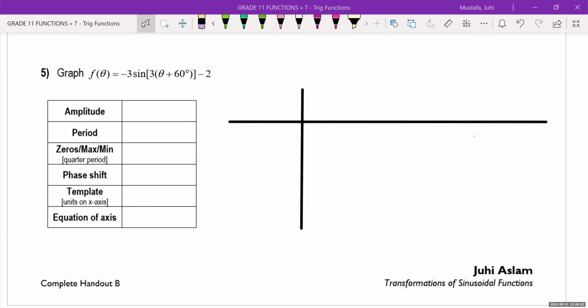All right, you guys, last example for today, question number 5. In this example, we actually have a little bit of everything for the first time. So if you take a look, we have a negative in the front, we have an amplitude, and then we have a number in front of the theta, we have a number with the theta.